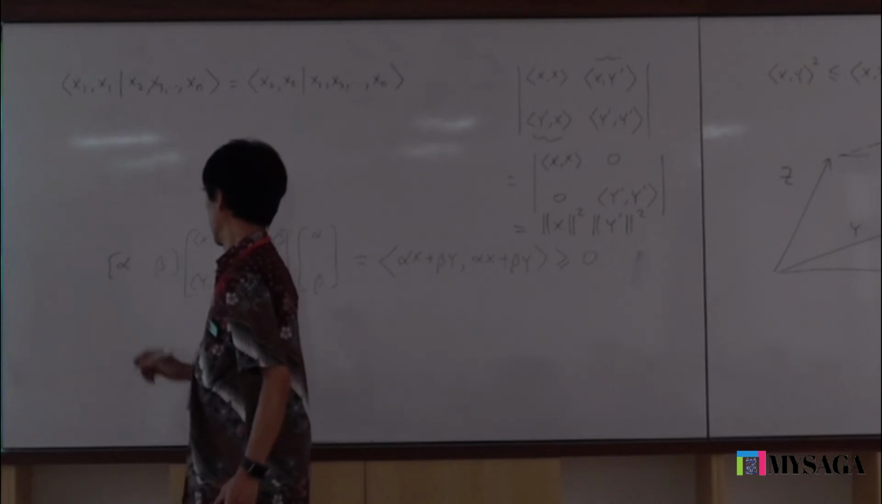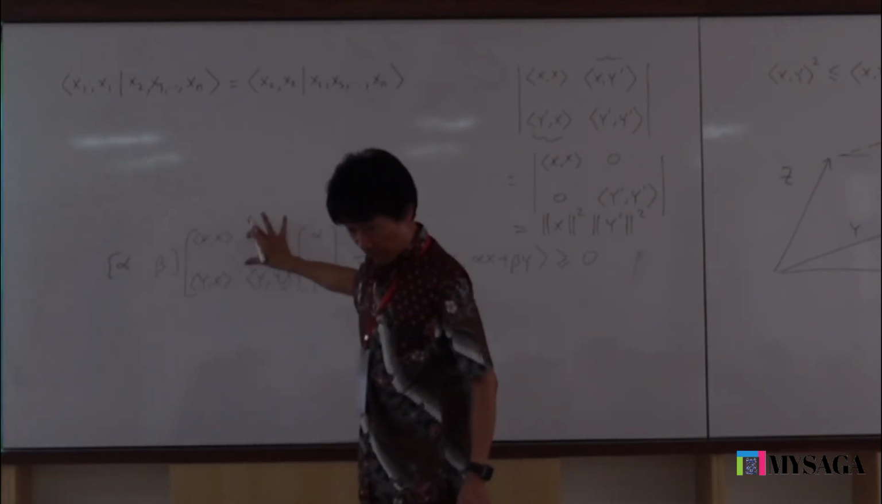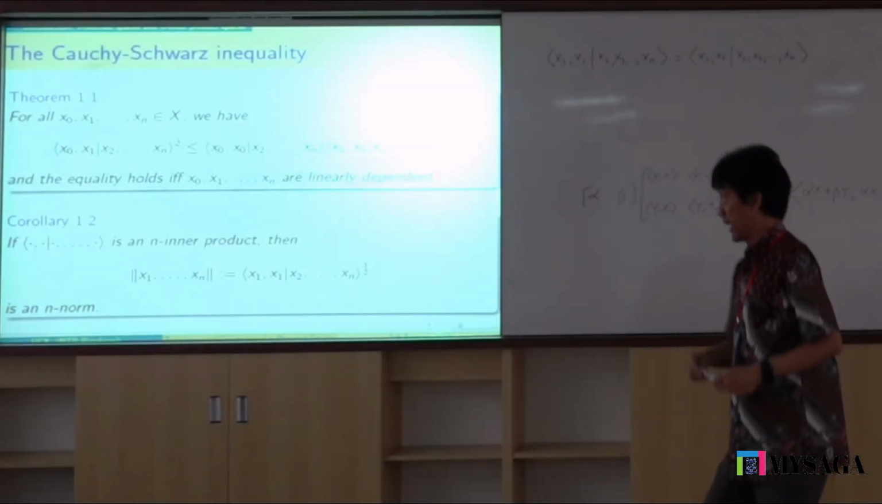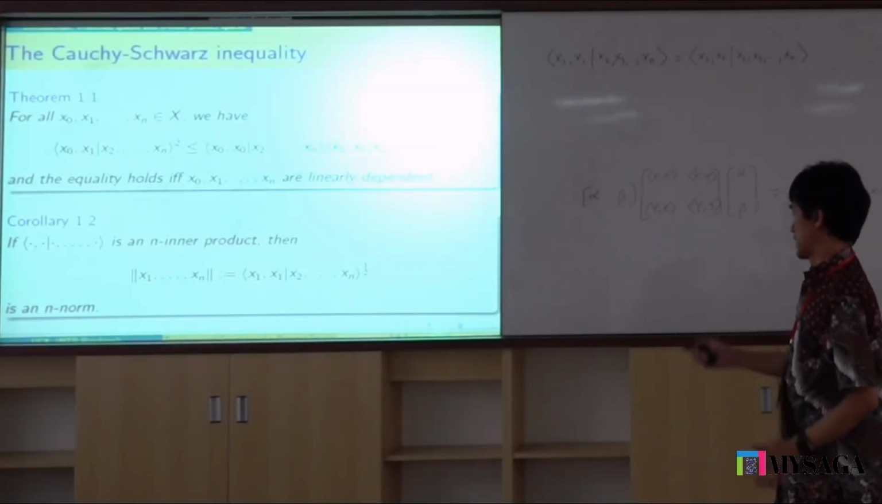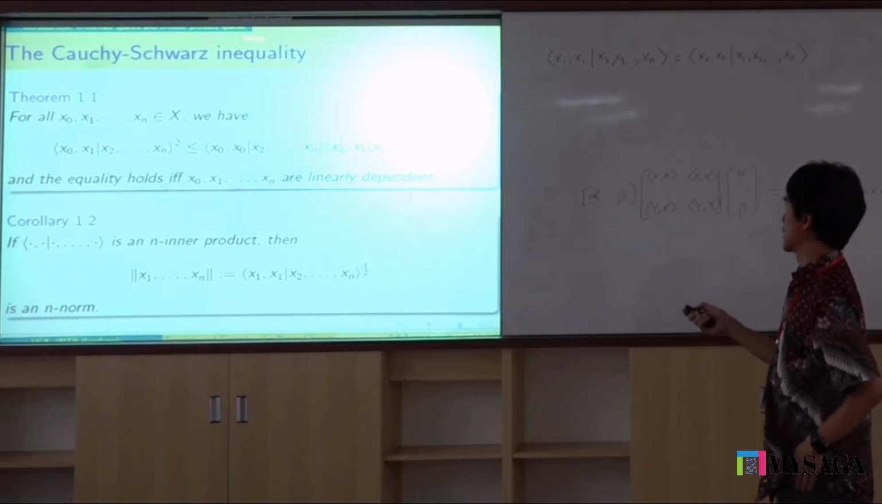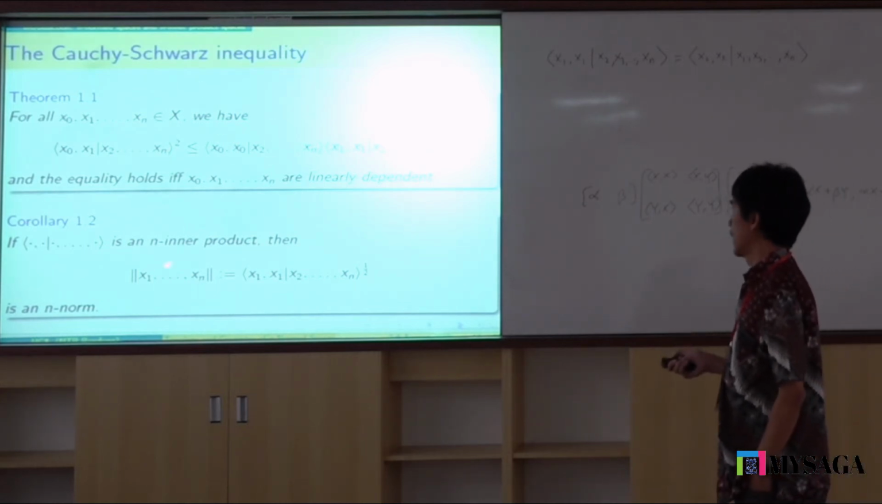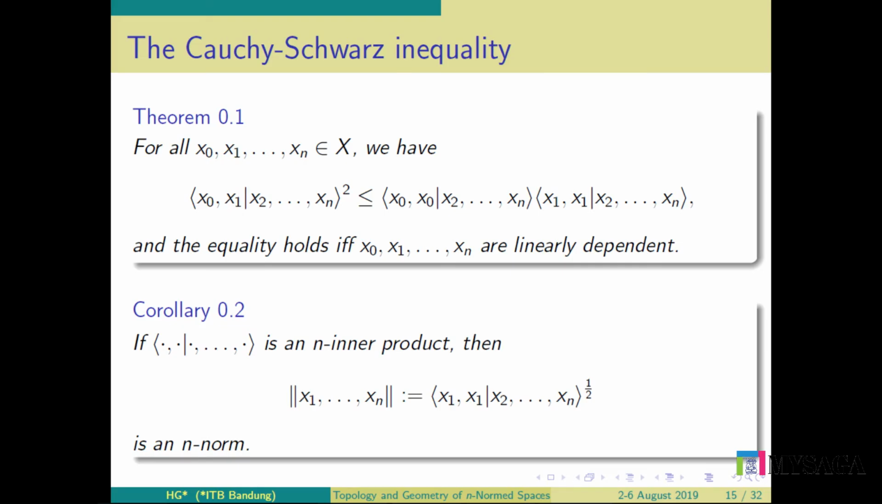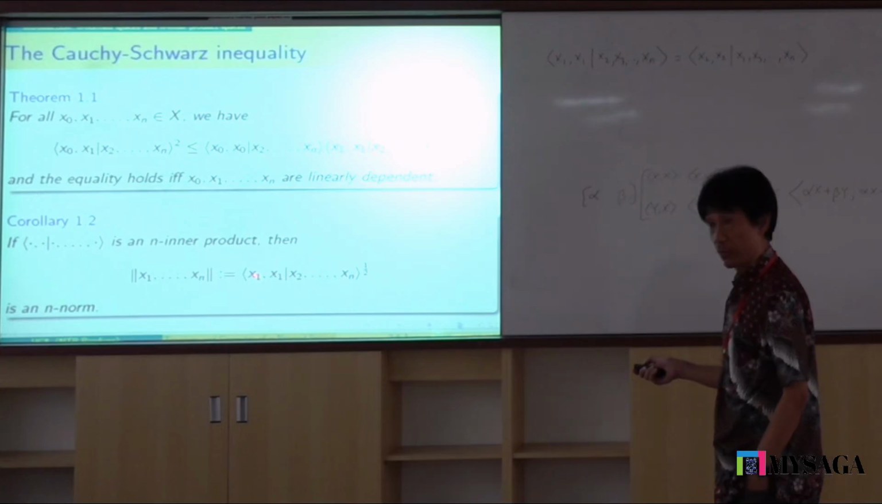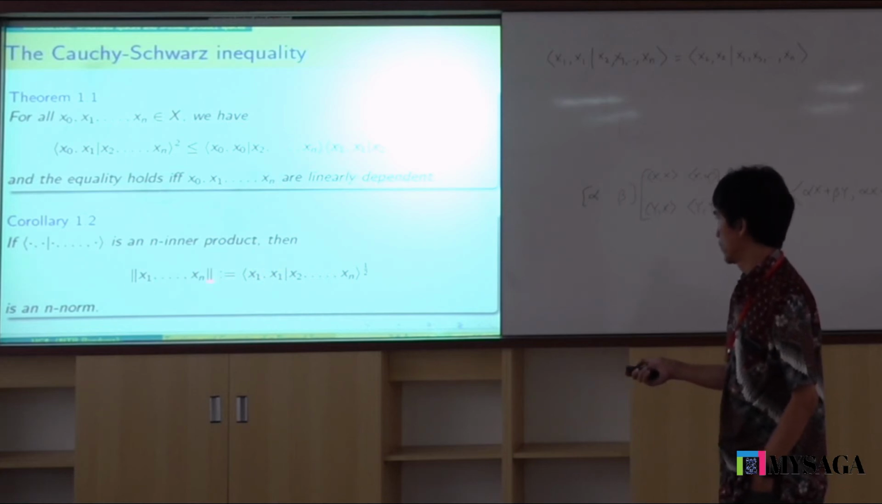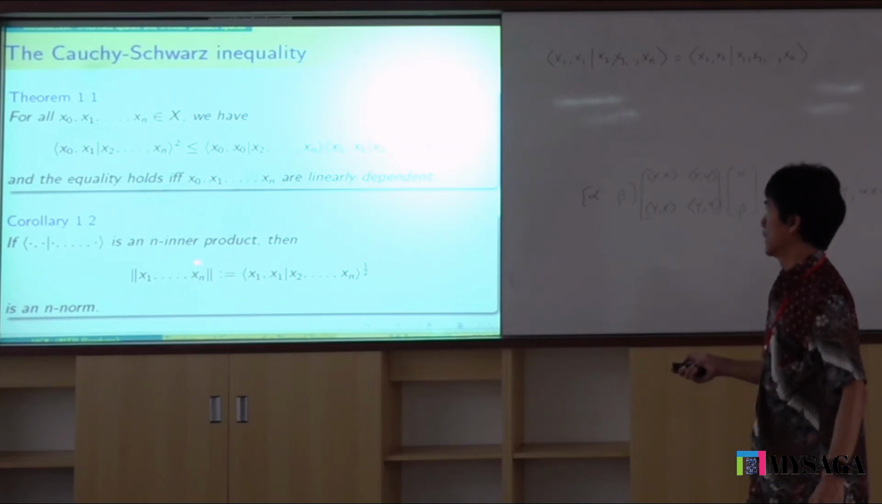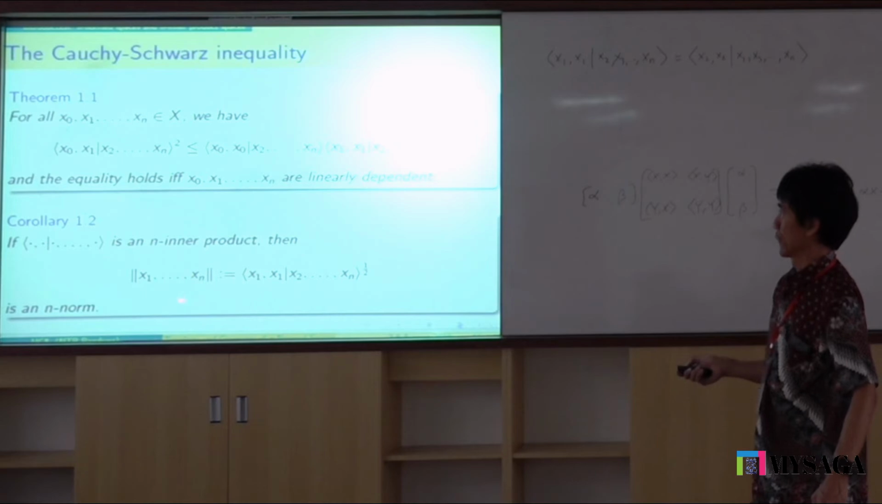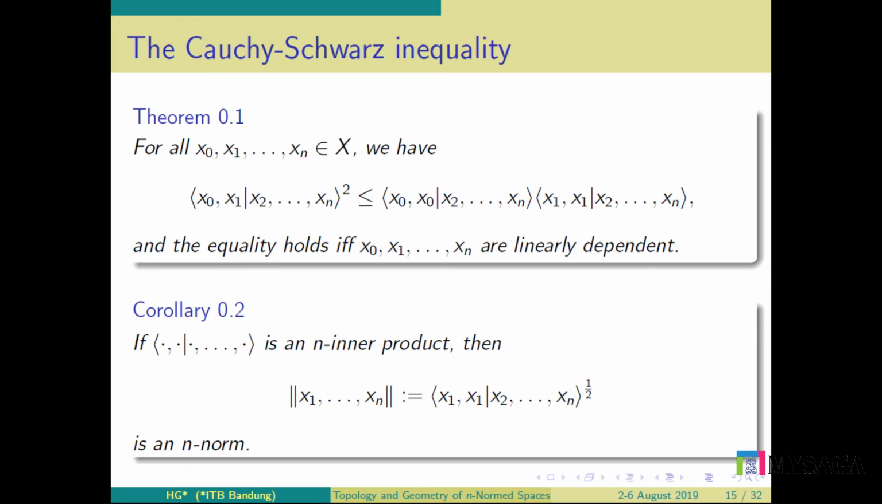Just replace this with the n-inner products. And as a corollary of this Cauchy-Schwarz inequality, we have that the square root of this expression, where now x0 is equal to x1, so here we only have x1 up to xn, defines a norm, an n-norm, sorry, on X.